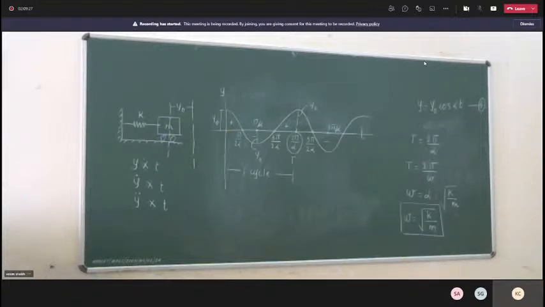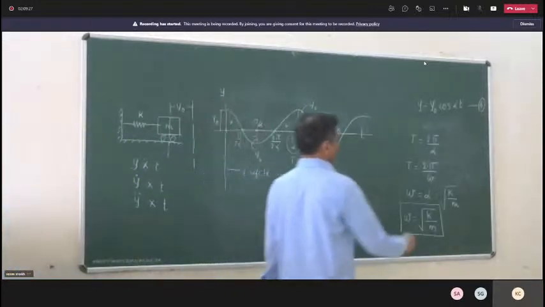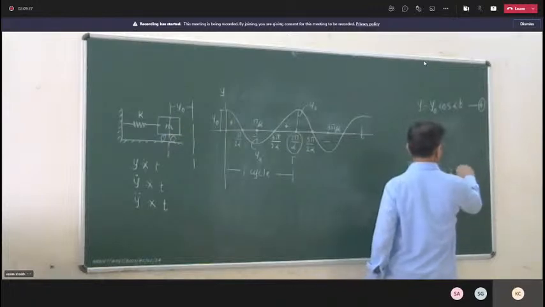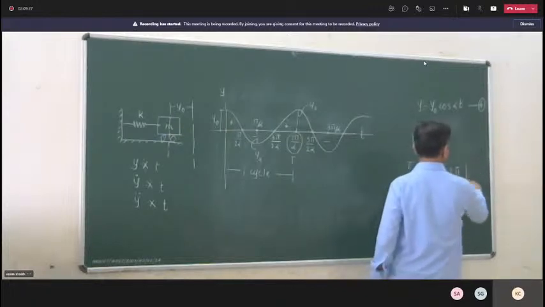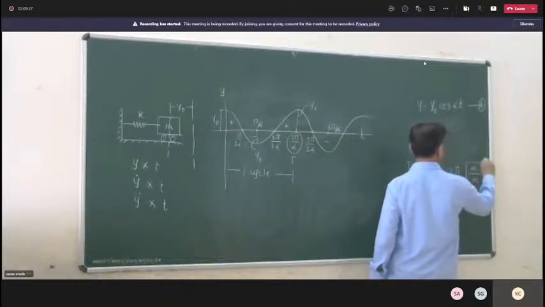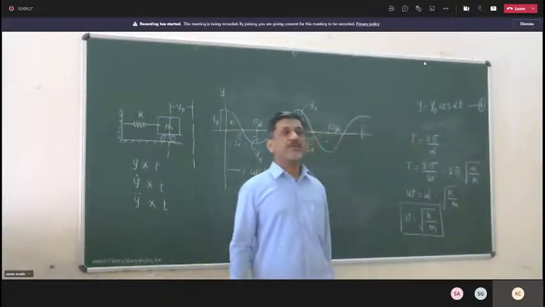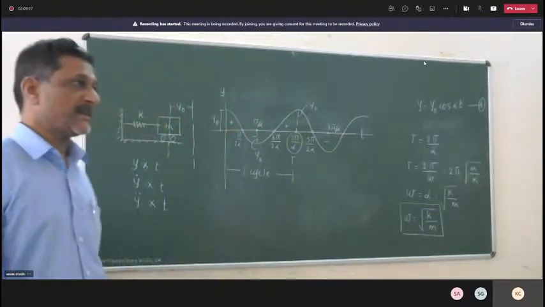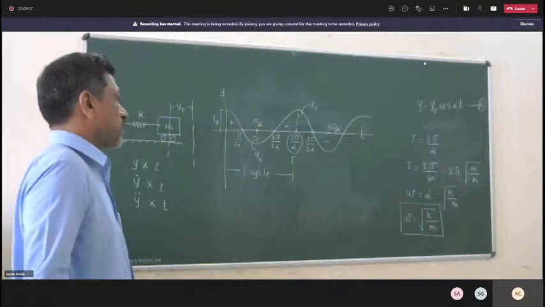So it's a very, very important conclusion. And similarly, now you can write the equation of period also. T is equal to 2 pi upon omega, and if you substitute, T is equal to 2 pi under root m by k. So I got a simple equation for the natural period of vibration also. Right? Okay.